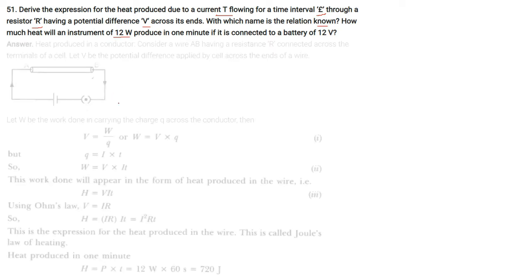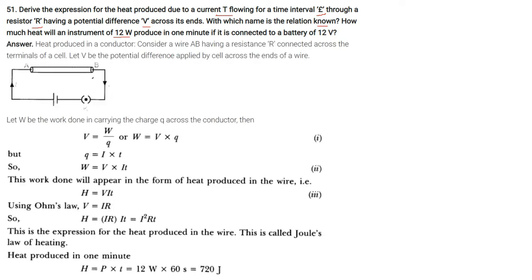So heat produced in a conductor, we can consider a wire AB, say having a resistance R connected across the terminals of a cell, and this V is the potential difference applied by the cell across the ends of the wire. So this is what we are talking about.